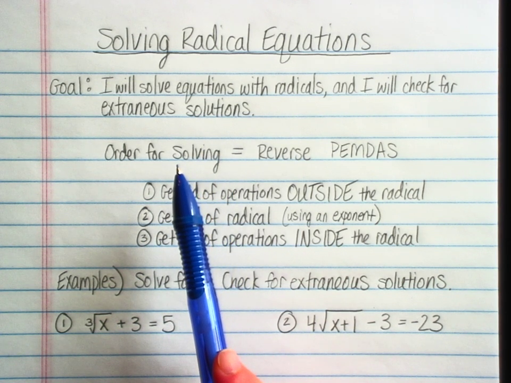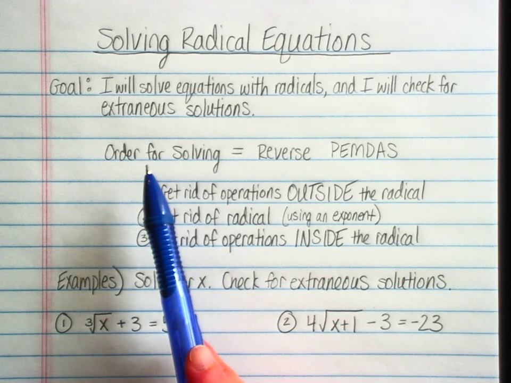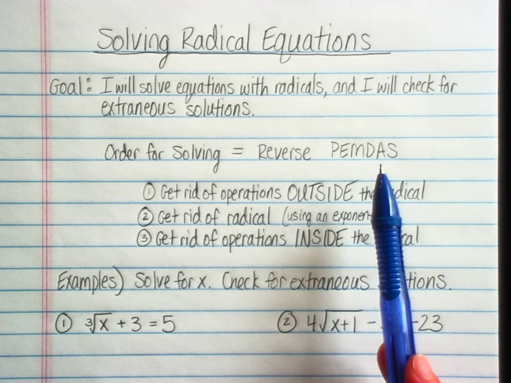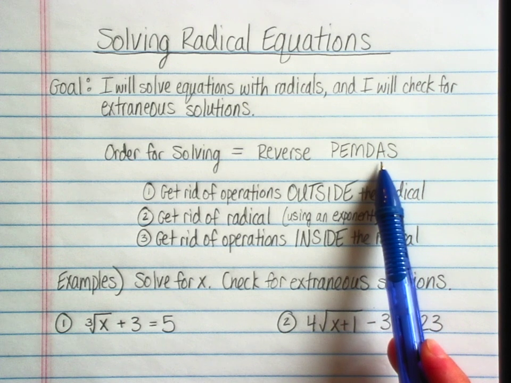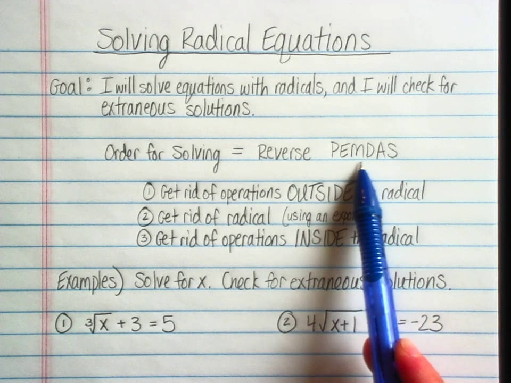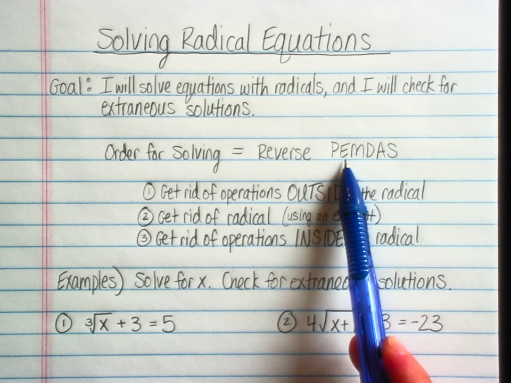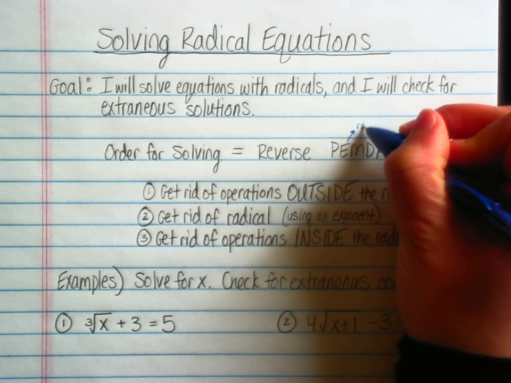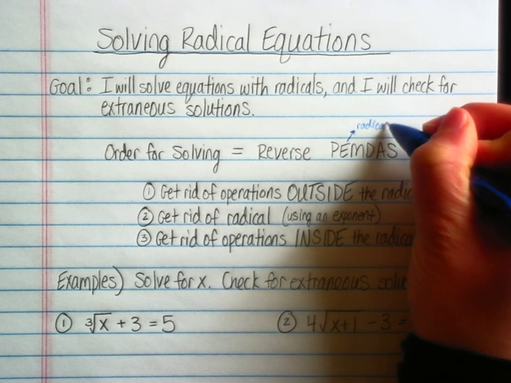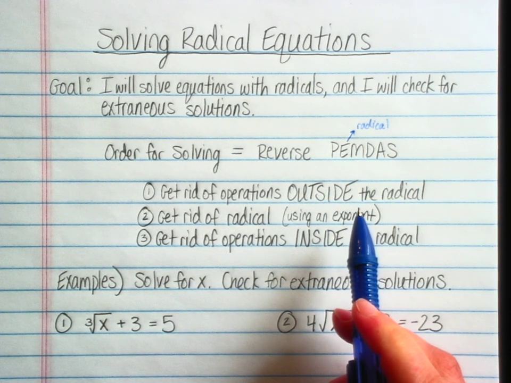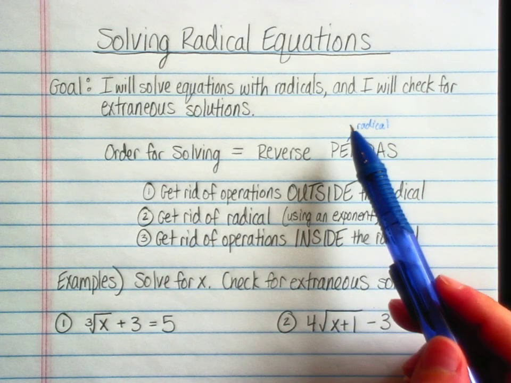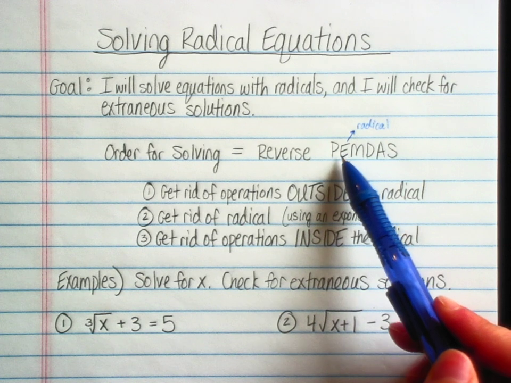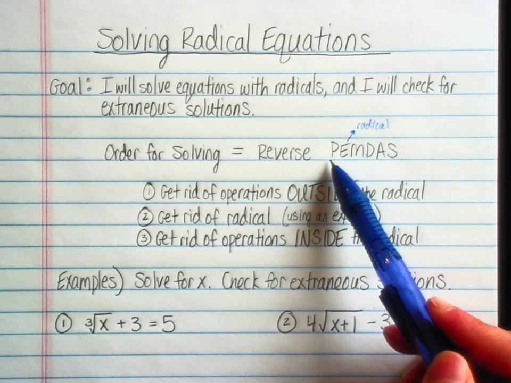At any time we're solving an equation, the order we use is always reverse PEMDAS. So that means we do addition and subtraction first, multiplication and division, any exponents, or radicals. So radicals count as an exponent like we saw in last unit. A radical can be written as an exponent, so they are the same idea. And so radicals or exponents would come next, and then any parentheses.